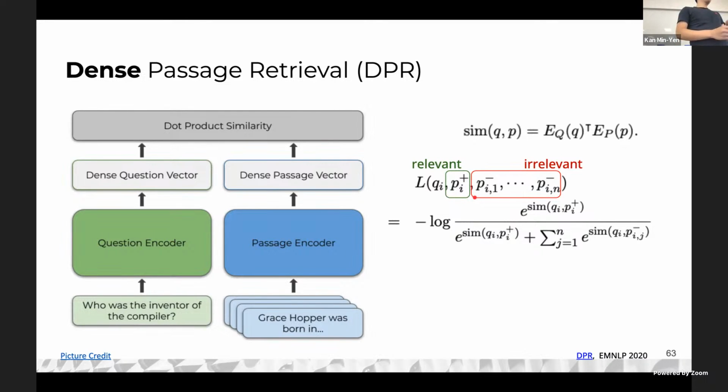They can be randomly chosen, or they can be mined. For example, maybe some articles are quite similar, but they actually do not contain an answer, so we can put them in as hard negatives. And the overall goal of the training is to maximize the score between the question and the positive document, while minimizing the score between the question and the negative documents. So it's also quite intuitive.